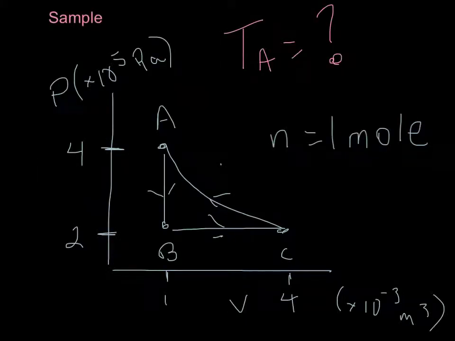Okay, let's look at a sample problem. I have a PV process put on a diagram, and n is equal to 1 mole. This is a standard type of PV diagram. Let's look in words at what happens. We start at point A, our initial point.